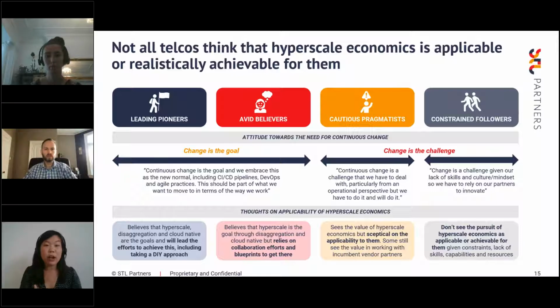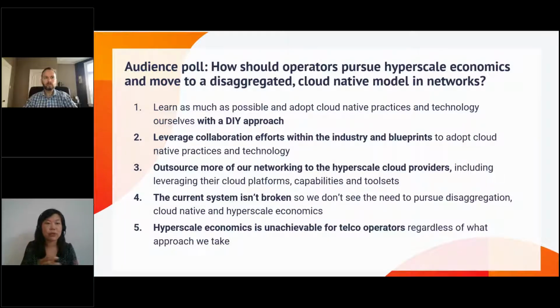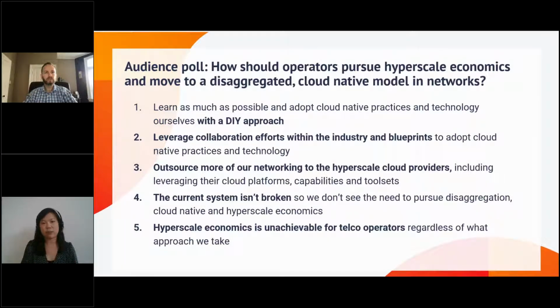And then you have the constrained followers who often see, for example, their current skill set or capabilities as a major barrier and therefore rely on their vendor partners to innovate on that front. And so often don't see hyperscale economics as achievable for them. We've heard a few different approaches now, and I'm keen to look to our audience to see how you think operators should and can realistically pursue hyperscale economics and move to that disaggregated cloud native model.